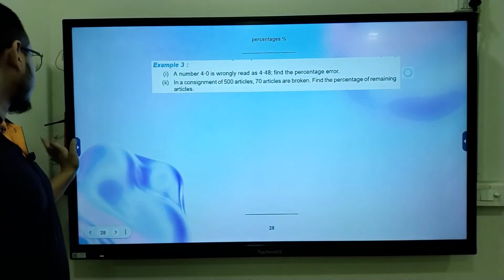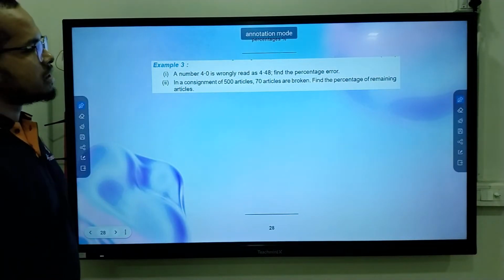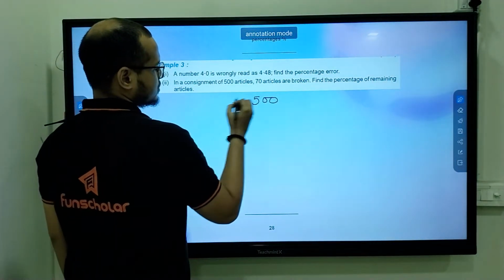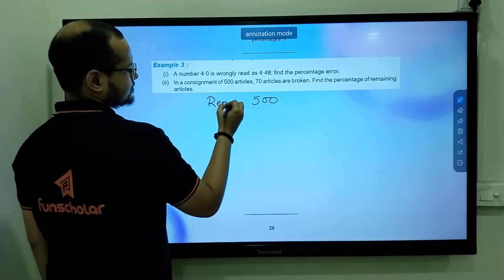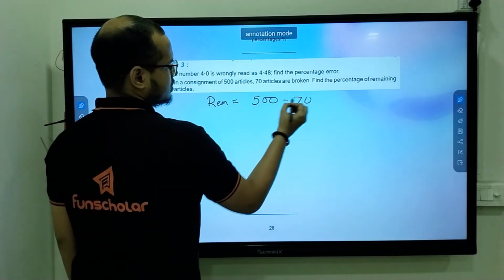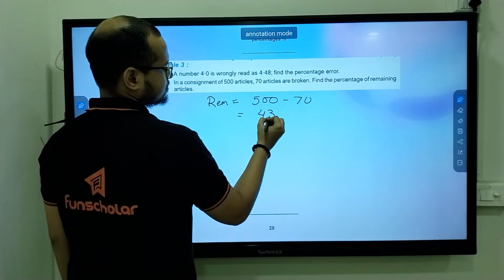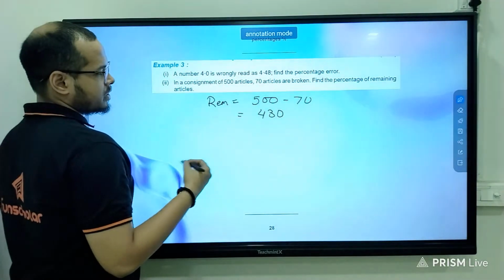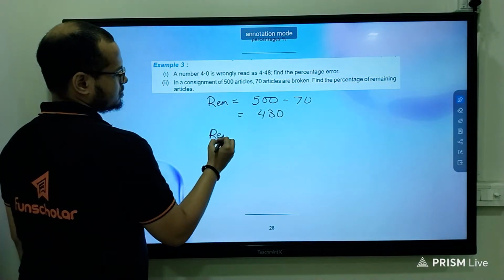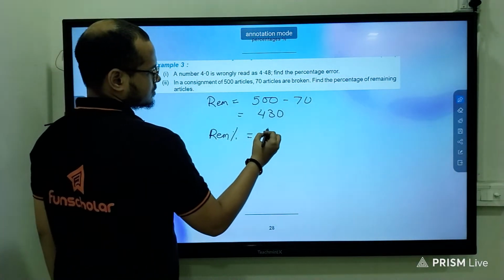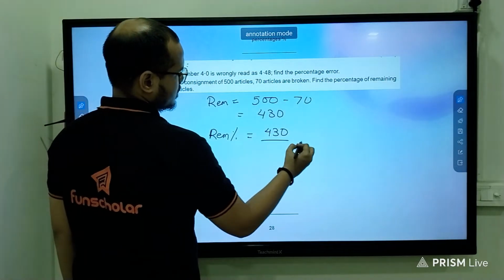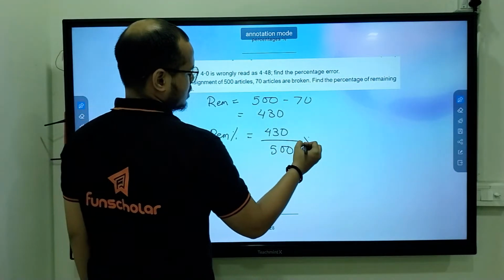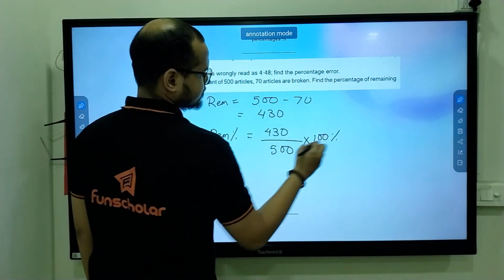In a consignment of 500 articles, 70 articles are broken. Find the percentage of the remaining articles. Very easy. 500, 70 straight, right, remaining. 500 minus 70, that will give us 430. So percentage of the articles remaining, so remaining percentage is 430 divided by total, that is 500, into 100 percentage.